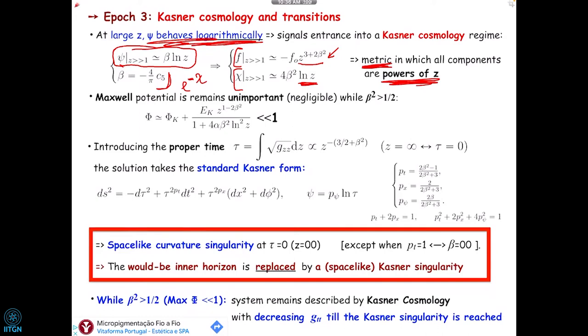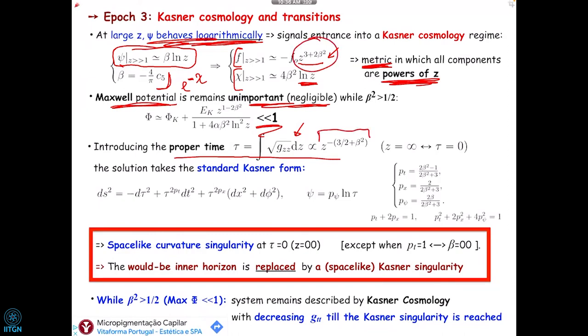And initially, the Maxwell potential is negligible. I will discuss what happens if this is not the case. Now, I can introduce this proper time, which, because I'm in the interior of the event horizon, is described by the Z component. And this proper time is proportional to these polynomials that are appearing here. And when I introduce this proper time and plug it back in my original metric, I find that my metric in terms of the proper time becomes a solution that is polynomial in the proper time with certain exponents given by these quantities.